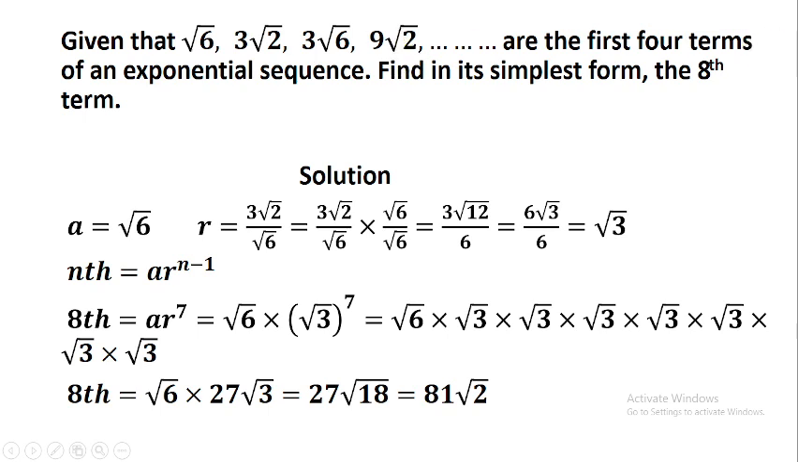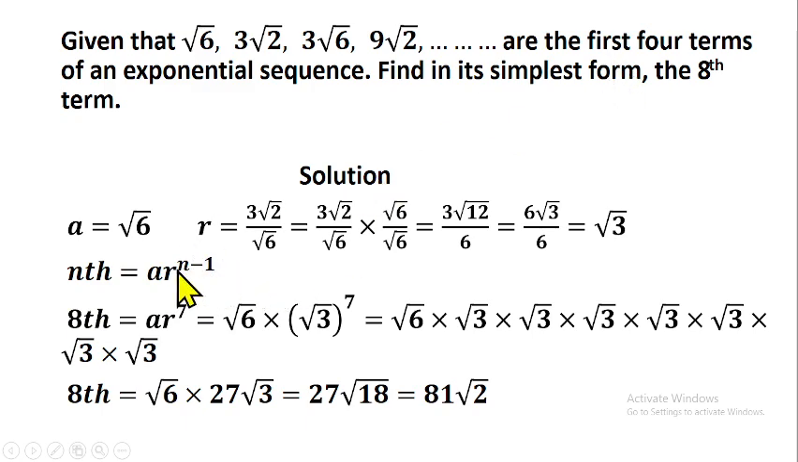So the question asks us to find the 8th term of this sequence. What is the 8th term of a GP? I want to ask you that question. I want you to answer me. The 8th term of a GP is AR raised to power 7. That you can get from the formula for the nth term of a GP. So you have AR raised to power 8 minus 1, because you are looking for the 8th term.